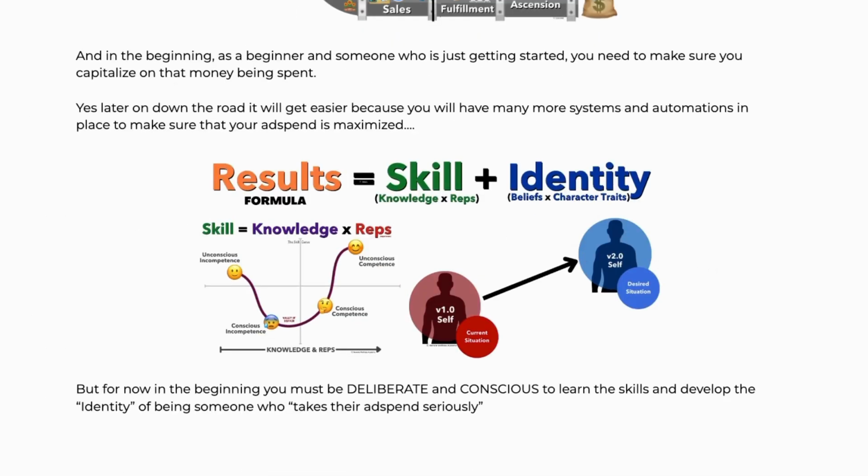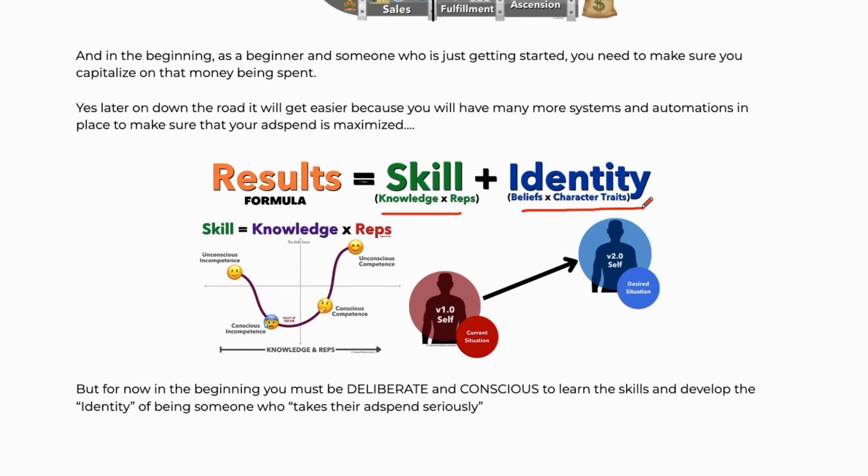And all of that is really because you have now developed the skills and the identity to be an even better marketer, an even better media buyer, an even better advertiser when it comes to paid traffic. So all of these systems, automations, team, and infrastructure are going to become easier and easier and easier.